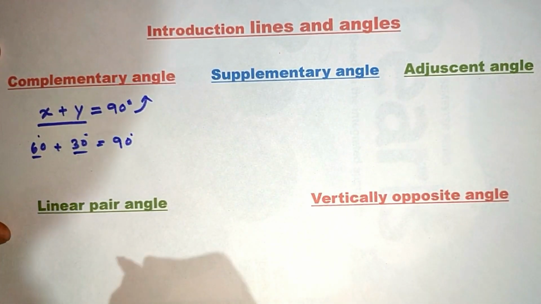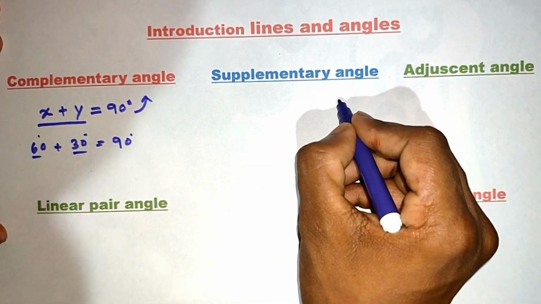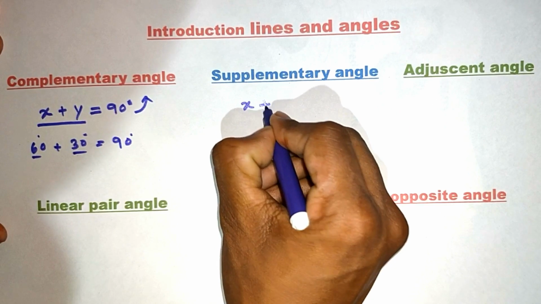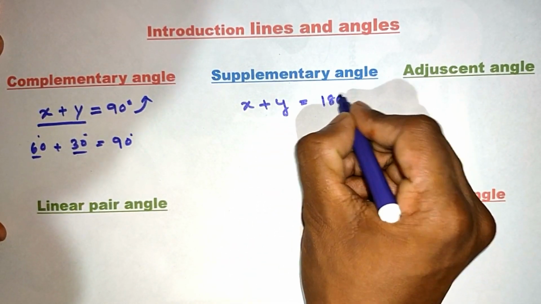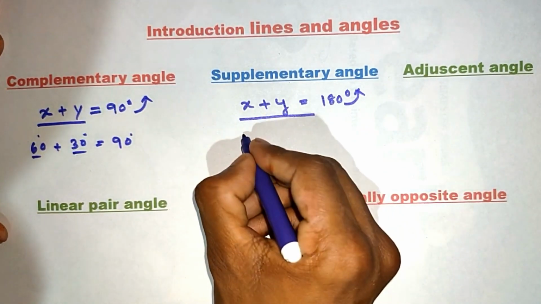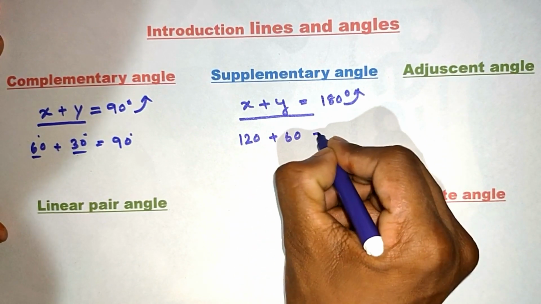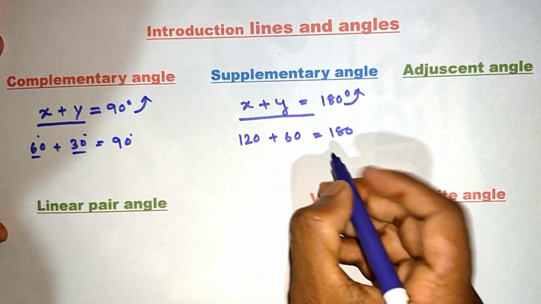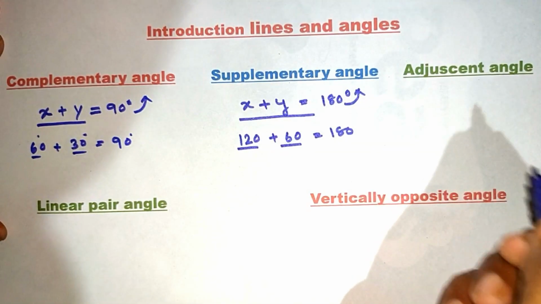Now supplementary angle. If two angles join together to form a 180-degree angle, x plus y, if I add them, we will get 180 degrees, then they will be called supplementary angles. Suppose 120 plus 60, what will we get? 180. So 120 and 60 are supplementary angles.